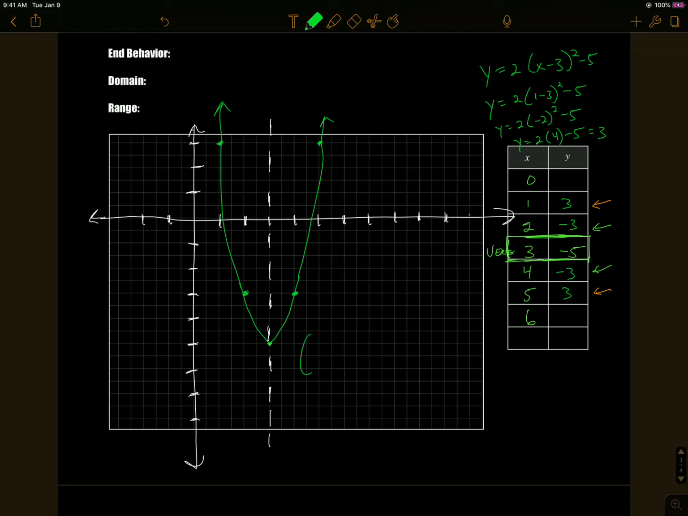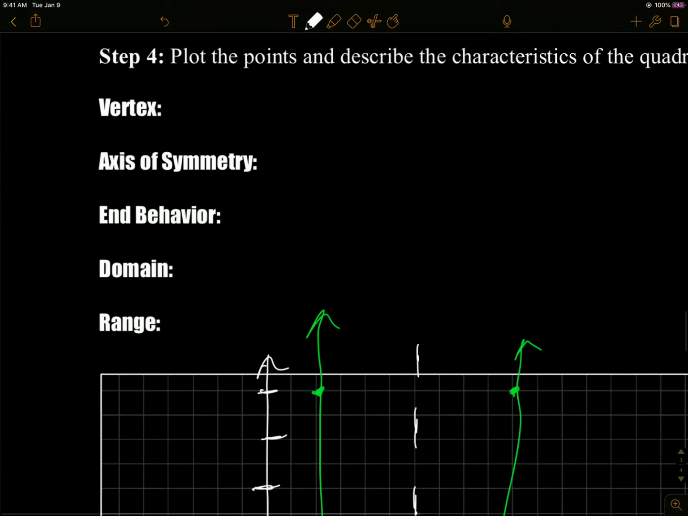The vertex is at 3, negative 5. My axis of symmetry is a vertical line at x equals 3, because it always matches the x coordinate of my vertex, because it always passes through it. So my vertex, we said, was 3, negative 5. Axis of symmetry at x equals 3. End behavior is both sides up.